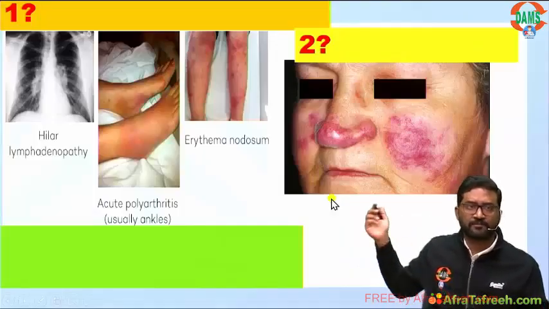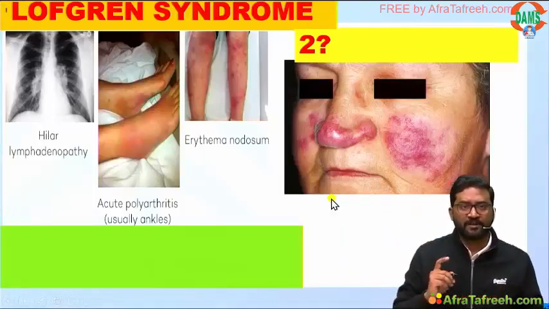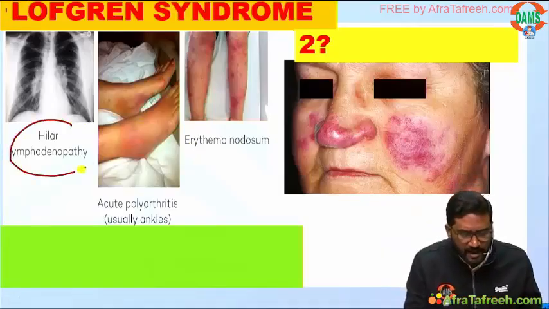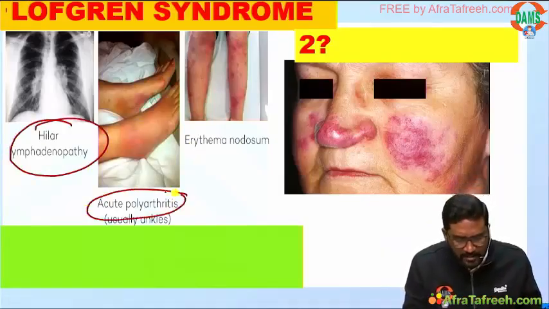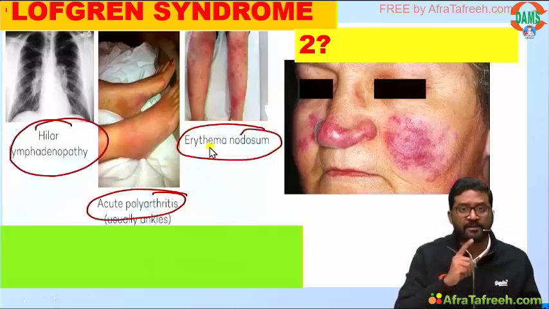So then what is this? Quickly tell me. Number one, this combination is Lofgren syndrome. There is hilar lymph node enlargement, polyarthritis, erythema nodosum. This combination is called Lofgren syndrome.